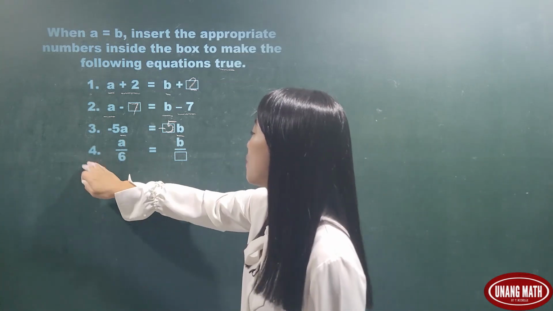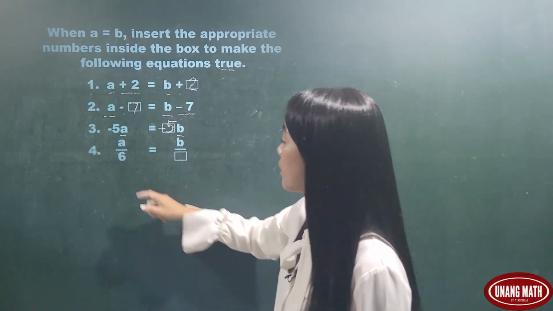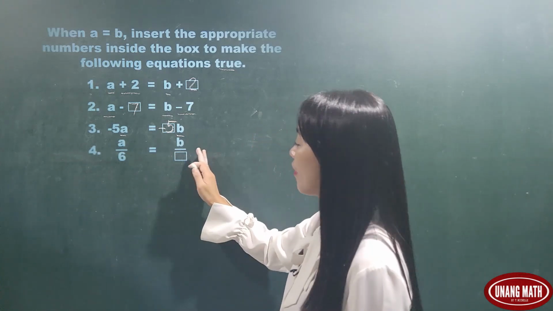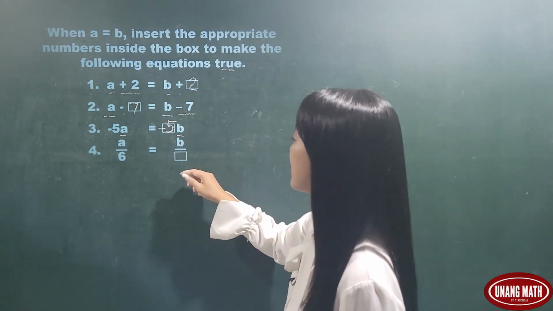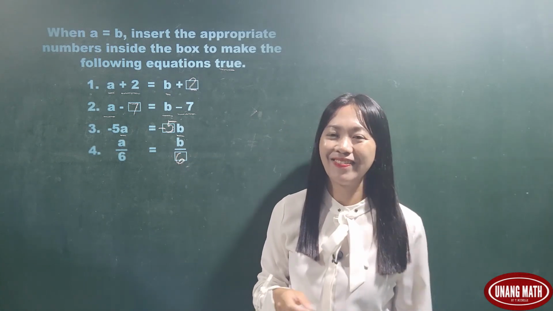Okay, how about the last one here? A over 6 is equal to B over 6. We divided by 6 on the left side of this equation. We have to do it also on this side. So this is B over 6.